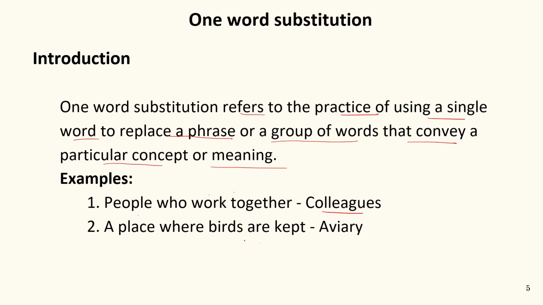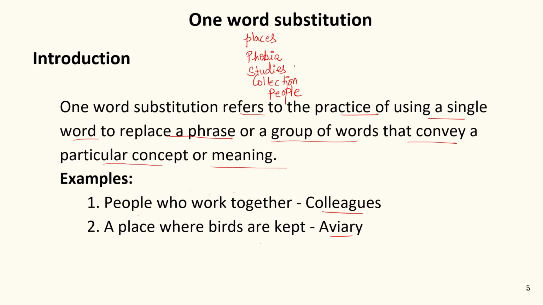A place where birds are kept. Now, the name of a place where birds are kept is called aviary. So there are many one word substitutions based on places, phobia, which means fear, studies, collections, people, and so on. For example, the places where birds are kept, where bees are kept, where aeroplanes are kept, and so on. So there are various kinds of places that we should have in our mind.